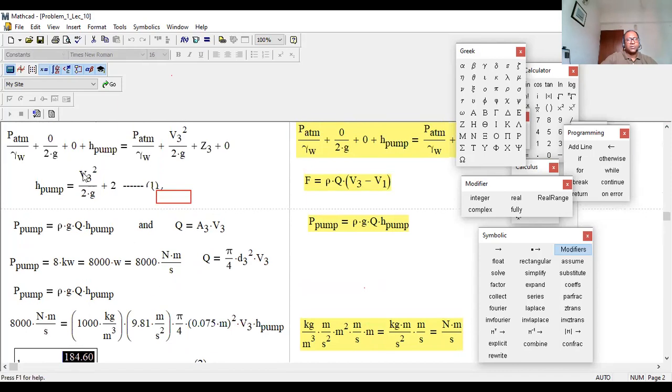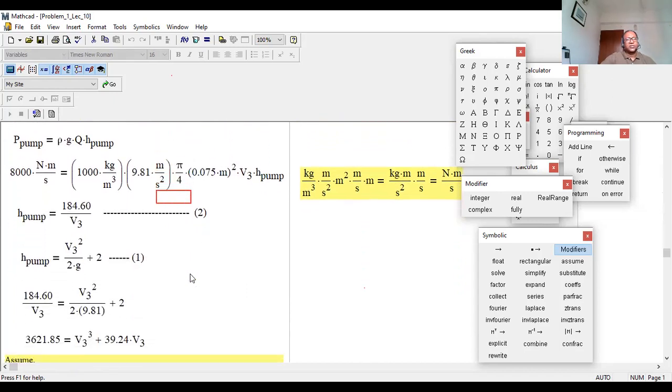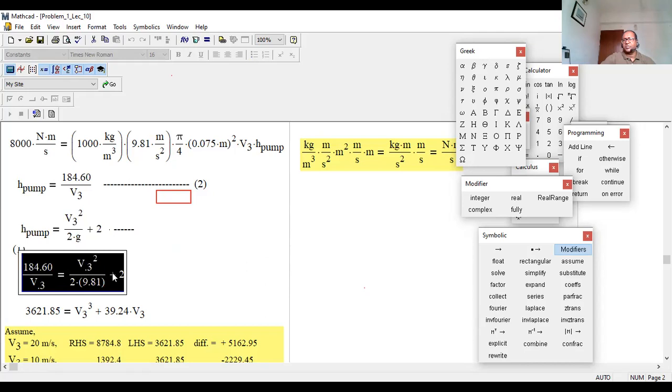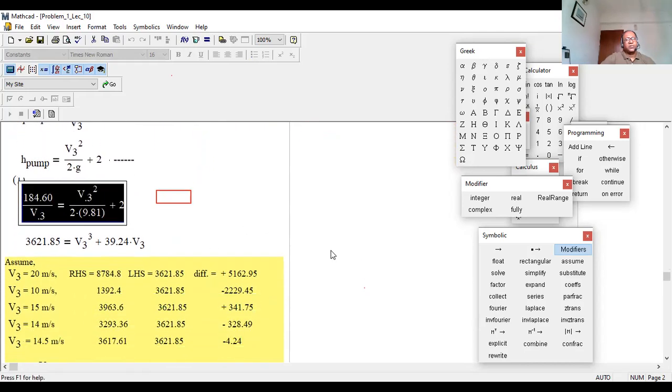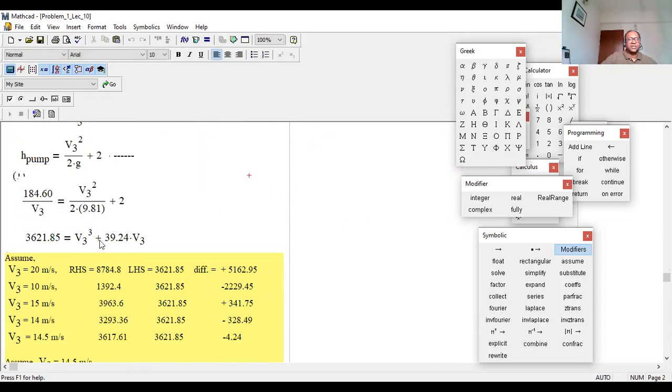Again, this H pump we got from Bernoulli's equation, so these two equations are the same. So we can say from equation 1 and 2, this equals this one, right? So this is our equation, and we need to solve it. So how can we solve it?